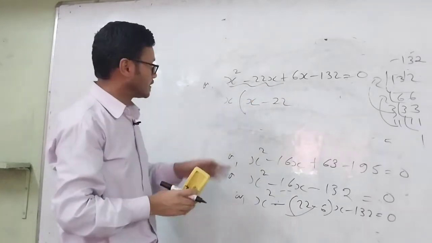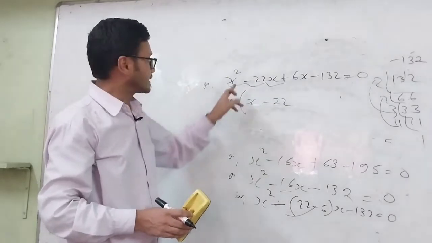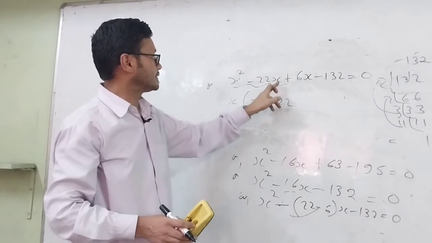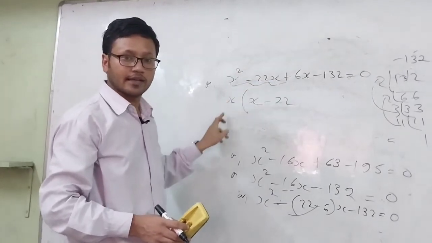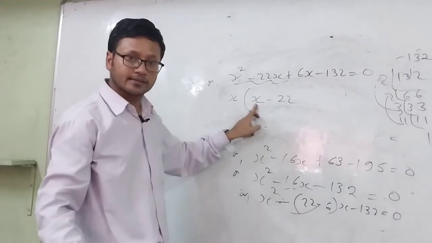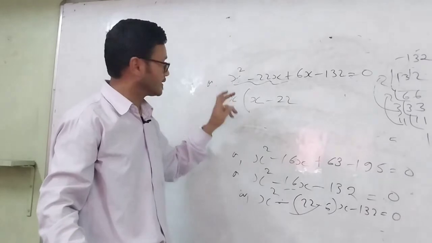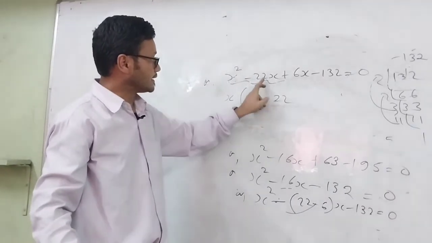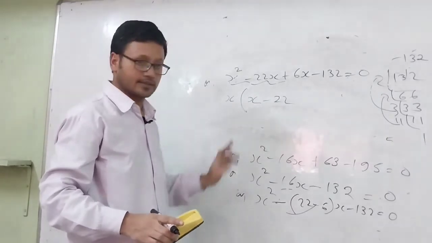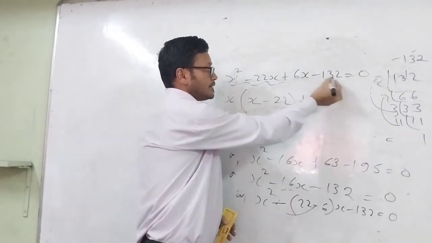You can do it like this also: x into x, x square, x into 22, 22x. X square and x, x is common, because x is smaller than x square. First take x which is smaller, then out here you need to write only x, because we have already taken x here. Then x into x, x square again, then minus here also, then write only 22. We cannot write 22x, we have already taken x. Close the bracket and plus, x is here, x is not here.